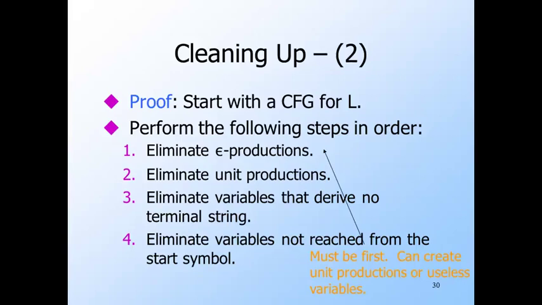We have to do this step first because eliminating epsilon productions can produce unit productions that weren't there before, and as we saw in an example, it can create useless symbols that were not useless before. That could only occur if the production was only used to derive the empty string, however.